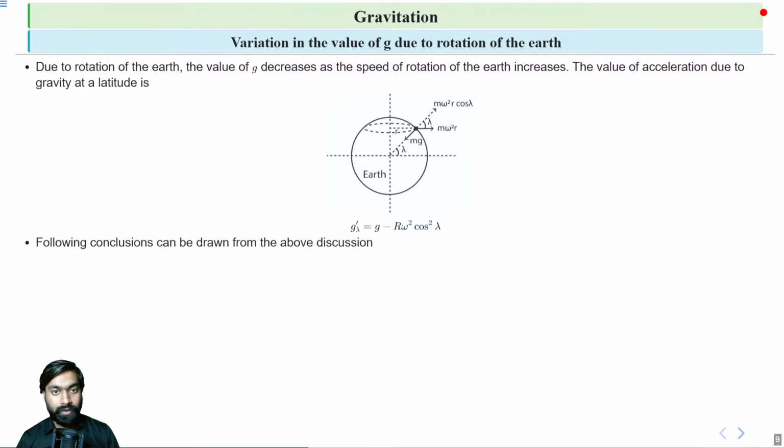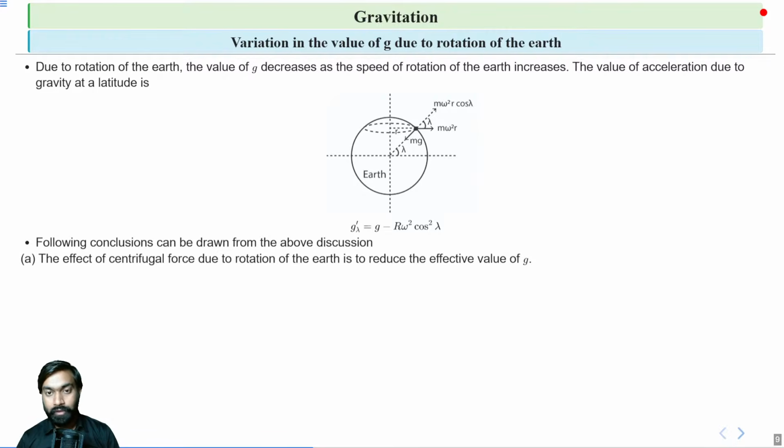The following conclusions can be drawn from the above discussion, and we will also talk about lambda here. A: the effect of centrifugal force due to rotation of the earth is to reduce the effective value of small g. Second, the effective value of g is not actually in the vertical direction, as we see here in the figure.